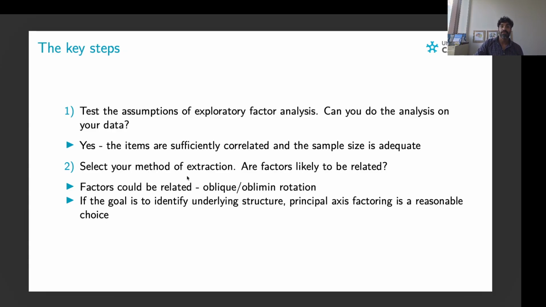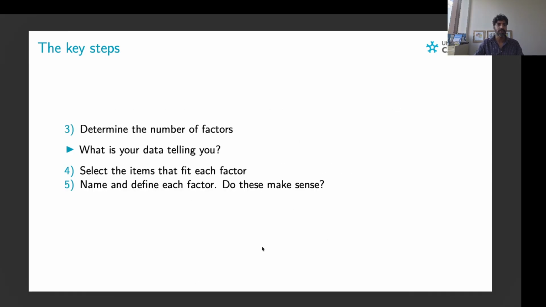Select your method of extraction. Are factors likely to be related? The factors could be related. We could choose oblique or oblimin rotation to assume related and then check the correlation between factors. If the goal is to identify underlying factor structure, we'll use principal axis factoring, which is a reasonable choice there. Remember, principal components is that dimension reduction, principal axis factoring identifies underlying structures. That's what we'll do there.